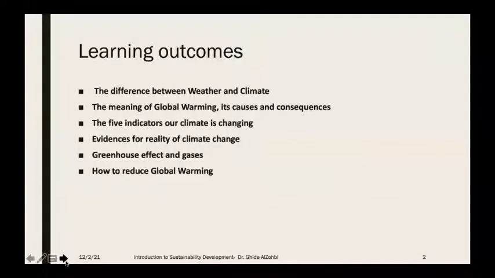The learning outcomes of this chapter are, in this chapter we will talk about the difference between weather and climate. We will talk about global warming. So what does it mean, global warming? What are the causes and the consequences of global warming? We will talk about the 5 indicators that our climate is changing and also the evidences for reality of climate change. And then we will talk about greenhouse effect and the greenhouse gases. And I will finish by giving some recommendation or some steps to reduce global warming.